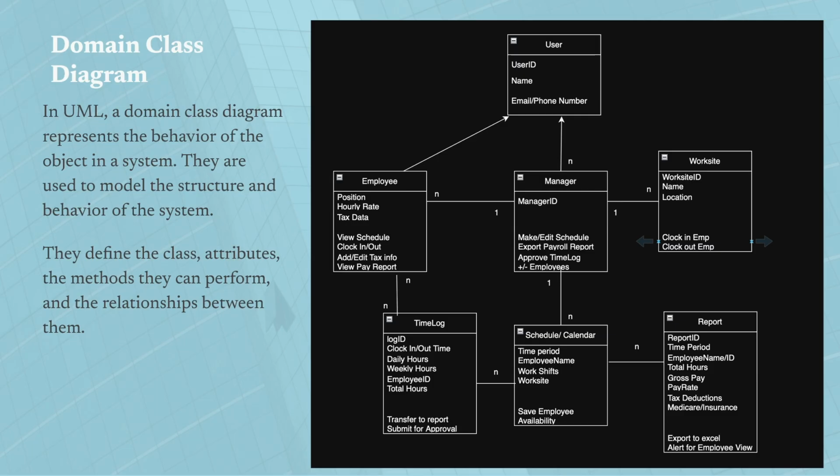This is our domain class diagram. This represents the behavior of an object in the system, and you can see the different interactions between all the different objects, such as the manager and employee being able to interact with the user.